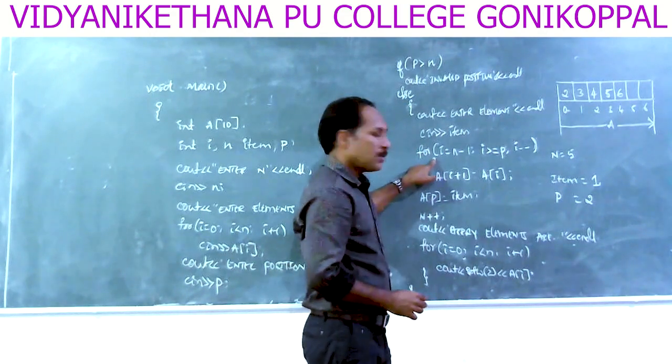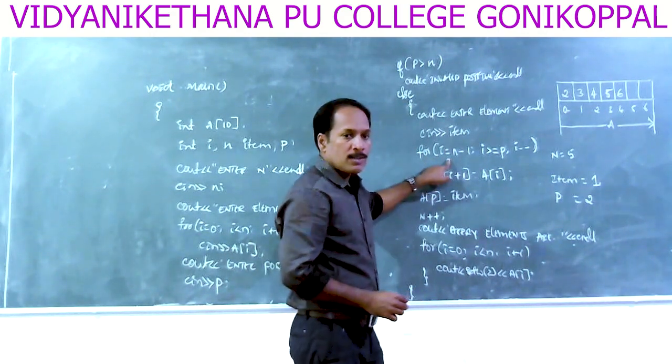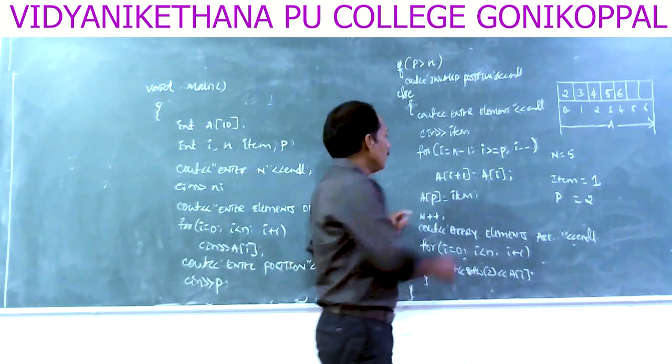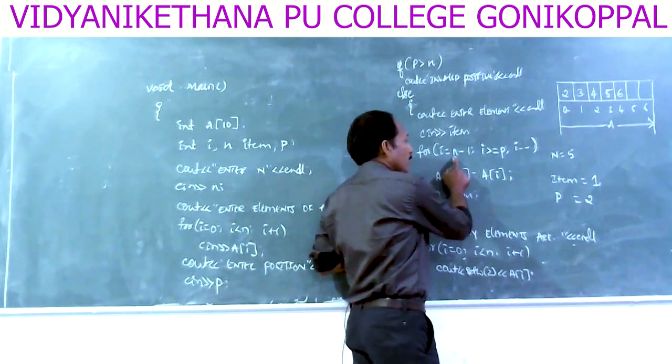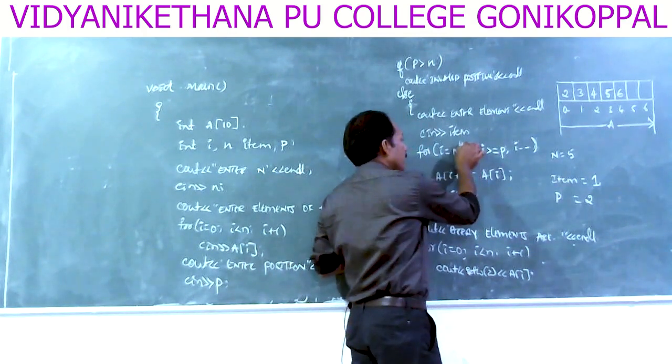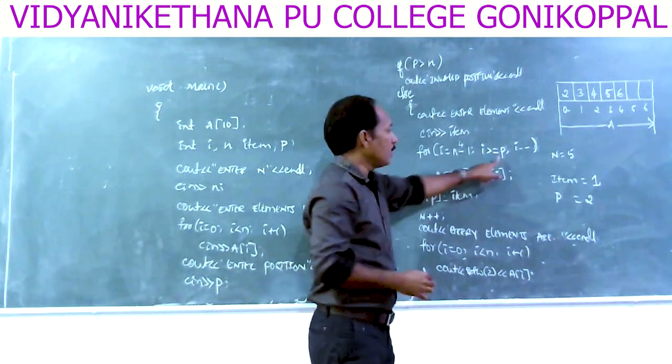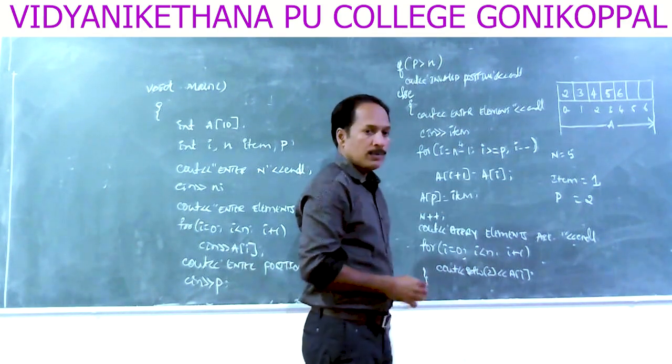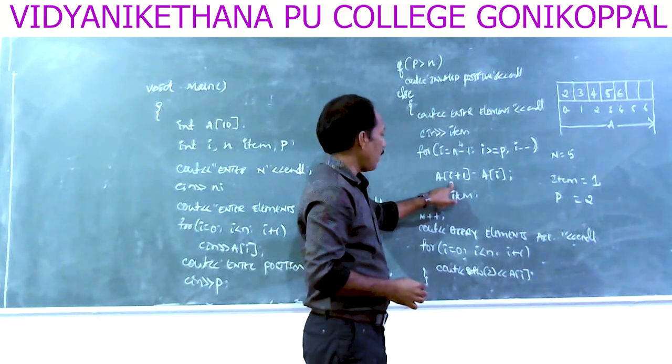Now it is the insertion algorithm. So now n minus 1: what is n? 5, so n minus 1 becomes 4. So 4 is greater than position 2. Repeat now. What you are trying to do means, i plus 1.